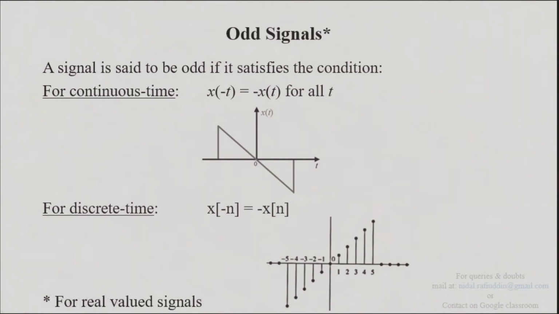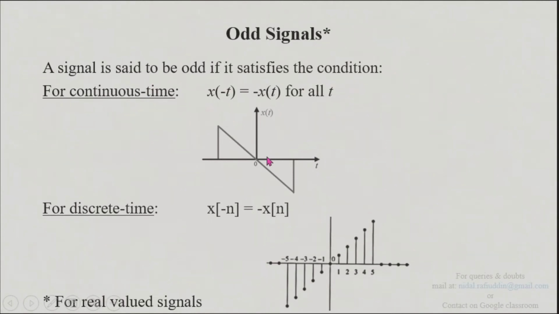In case of odd signals, they are said to be odd if they satisfy, for continuous time, the condition x(-t) = -x(t) for all values of t, which means that if we change the sign of the time variable, then what we get is the negative of the original signal. For example, in this figure, which is an example of an odd signal, for negative values of t we have positive values of x, and for positive values of t we have negative values of x.